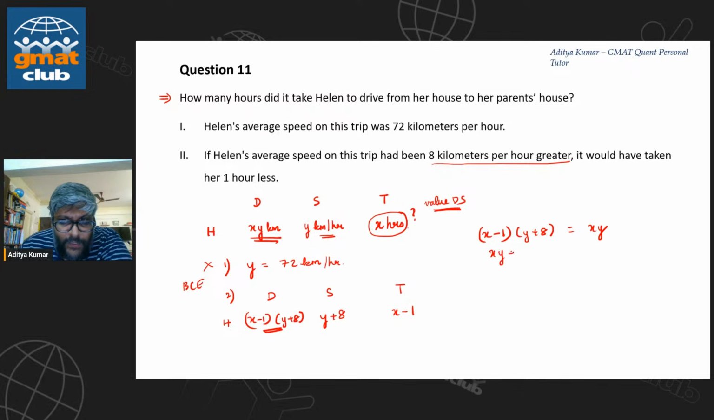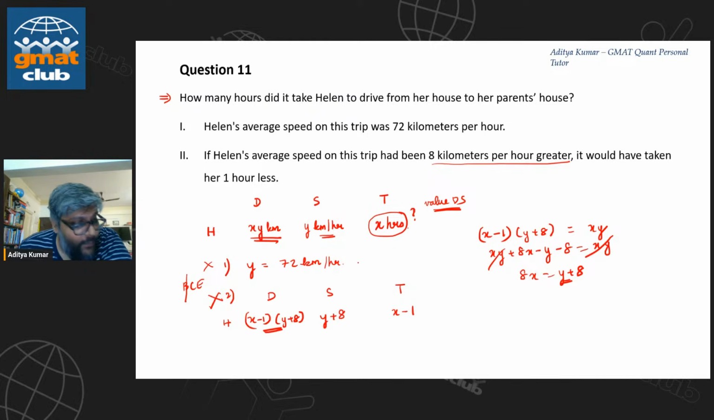So xy plus 8x minus y minus 8 is equal to xy. So the xy cancels. I'm going to isolate the x. So 8x is equal to y plus 8. I have absolutely no information about y in the second. I can't solve for x. Clearly insufficient. Out goes B.